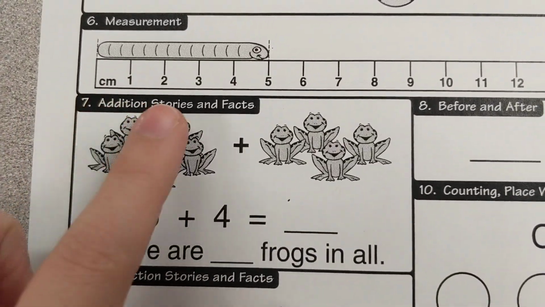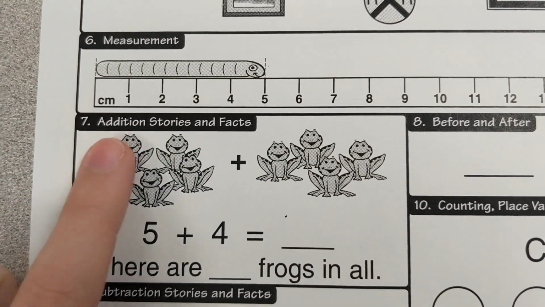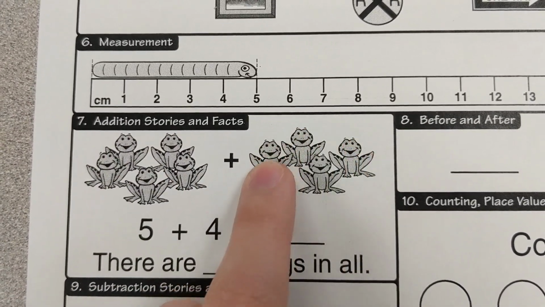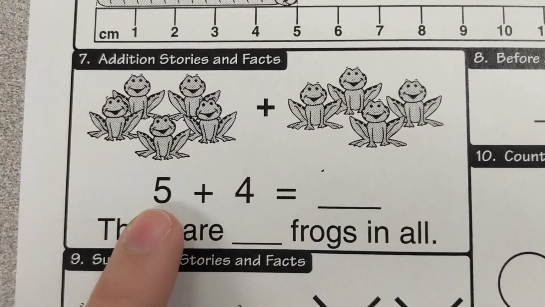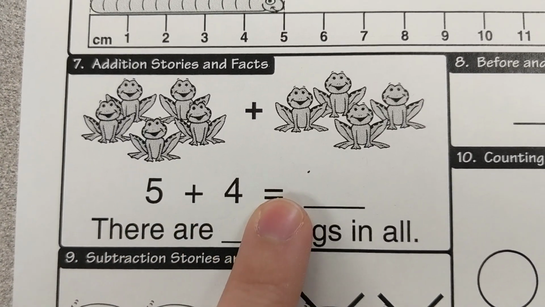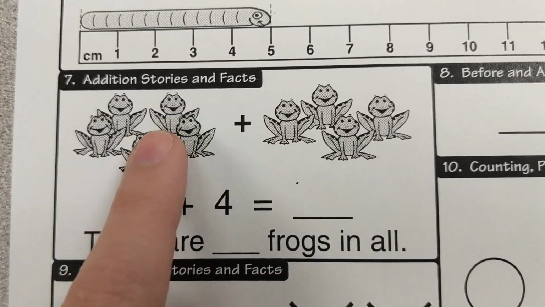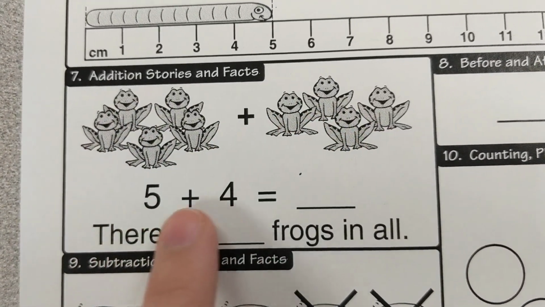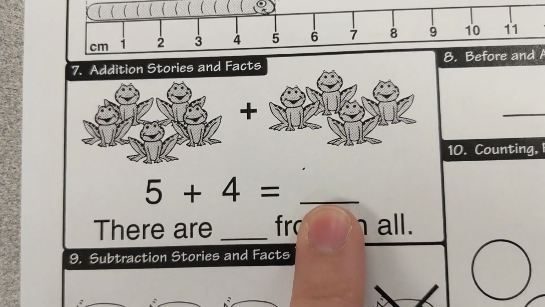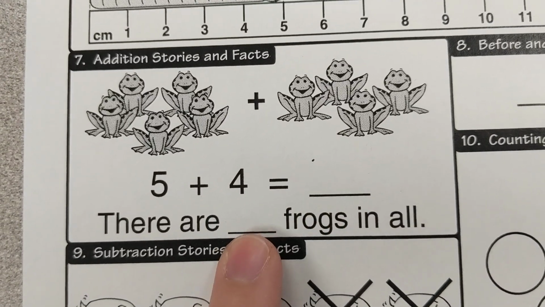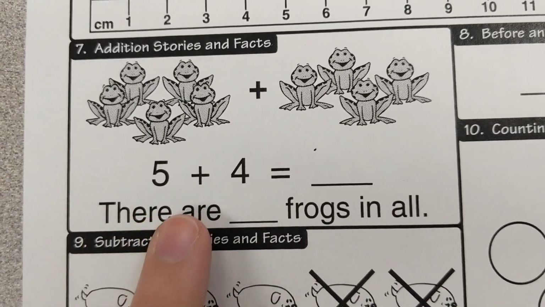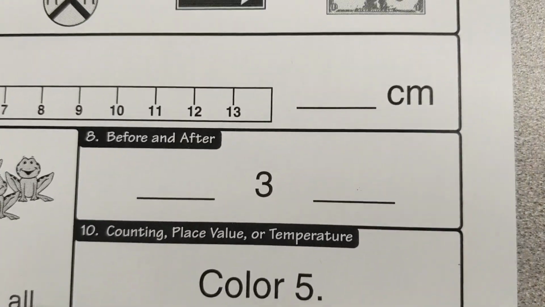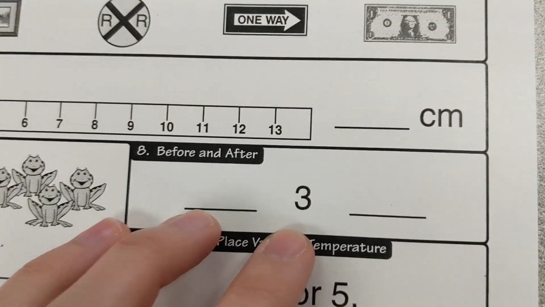Number seven, addition, stories, and facts. I have 5 frogs plus 4 frogs. And then they write it down here for you. 5 plus 4 equals, and you're going to tell me how many frogs are all together. Count them. Or add 5 plus 4. Put your answer here, and also put your answer here to complete the sentence. There are blank frogs in all. Remember, you can pause if you need to write.